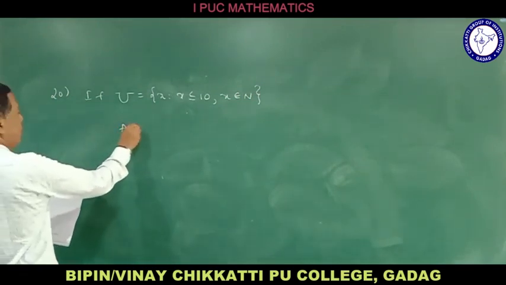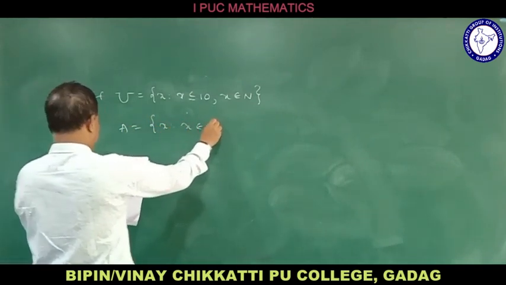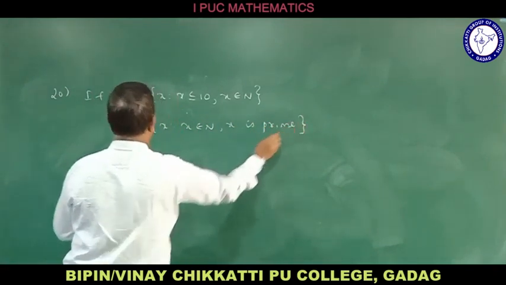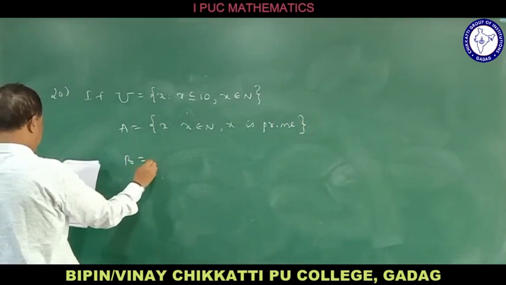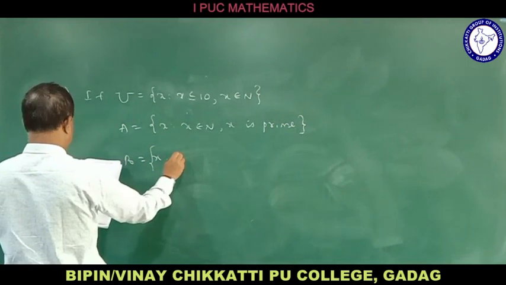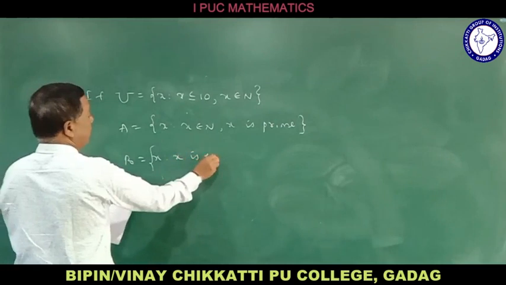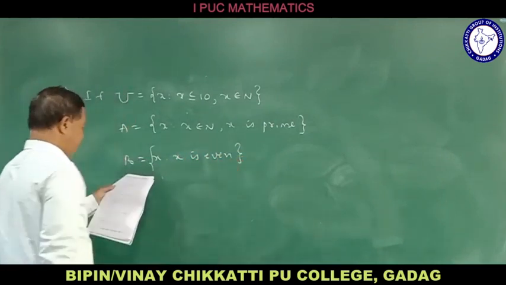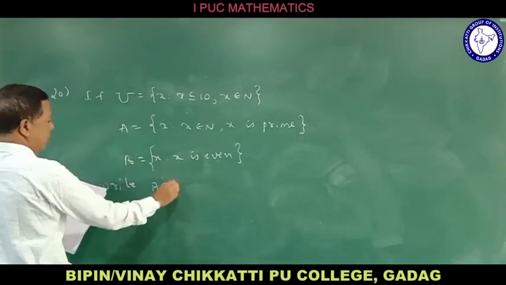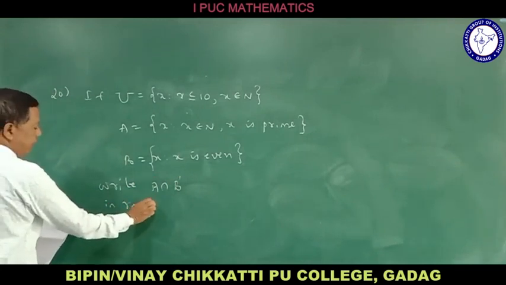This is called the universal set. X is less than or equal to 10, and that X must be a natural number. And what is A given as? A is given as X such that X must be a natural number, and X is prime, you have to take. X is prime means prime number. And B is given as X such that X is an even number. Simply, X is even. The question is, write A intersection B complement in roster form.